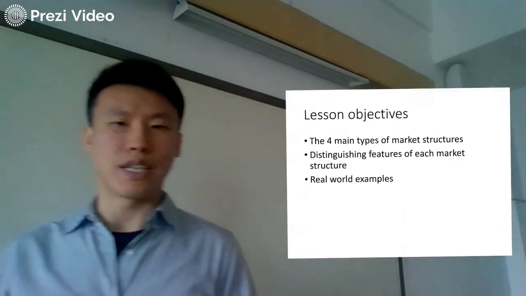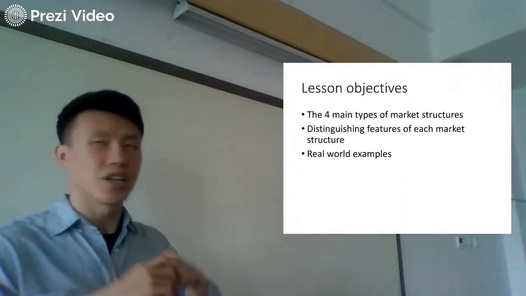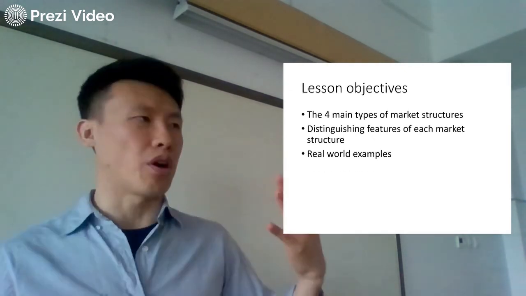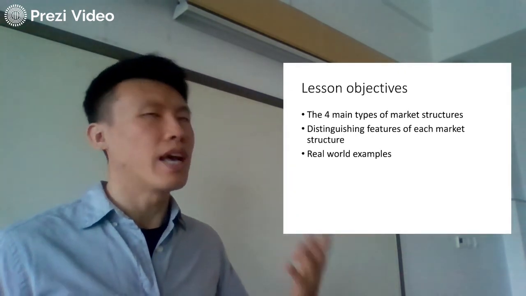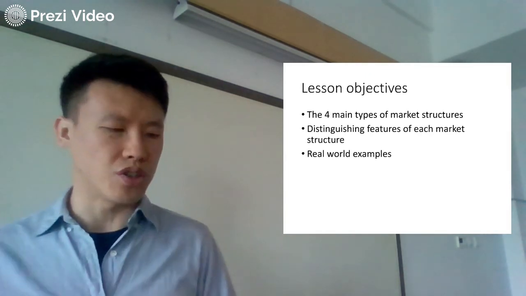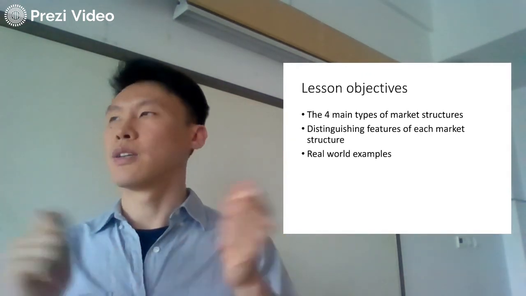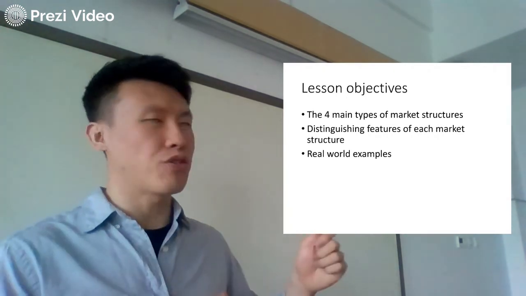So that's it for today's class. I want to reiterate our lesson objectives. Okay, they are the 4 types of market structures. Okay, and the distinguishing features of each market structure, which you have on your worksheet. All right. Are there any questions before we end class today?